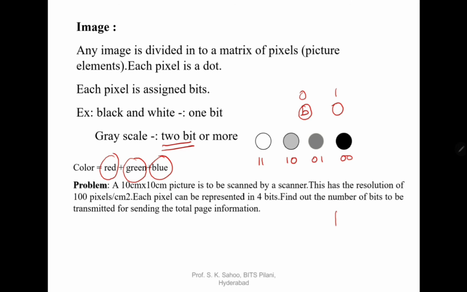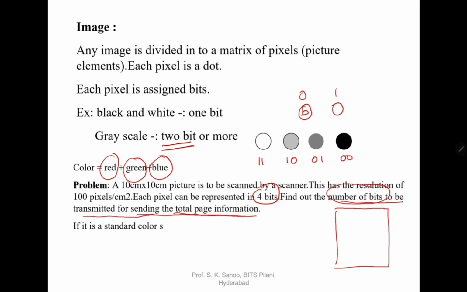Okay, that means I have a single page here. This paper, I have to scan, convert into pixels and transmit. Right? So if I want to send this, what will be the total page information? Now find the number of bits to be transmitted for sending the total page information. Okay, if here we are considering 4 bits, this is the first case. Another case is if it is a standard color scanner, find the total number of bits. Okay, let us understand there are 2 cases.